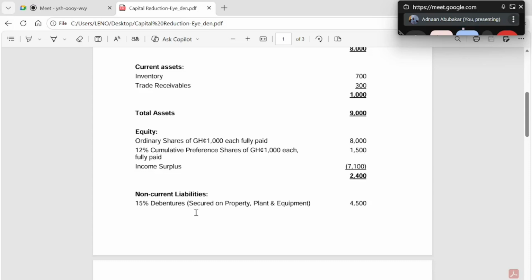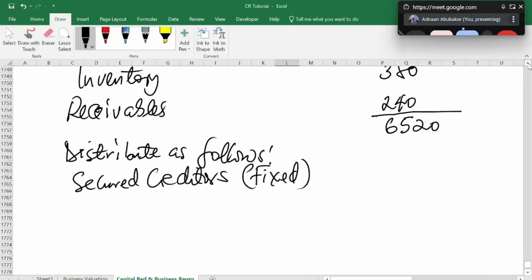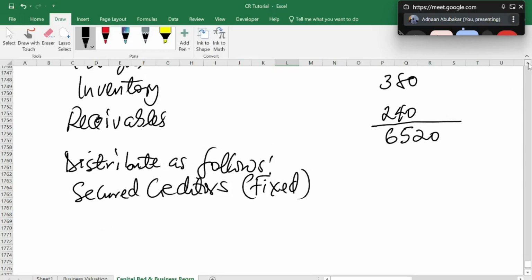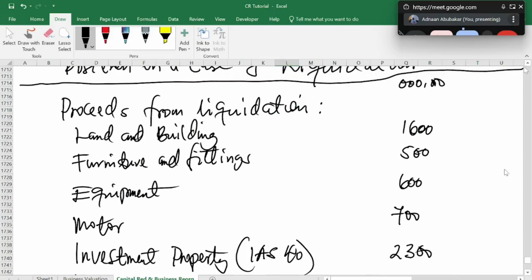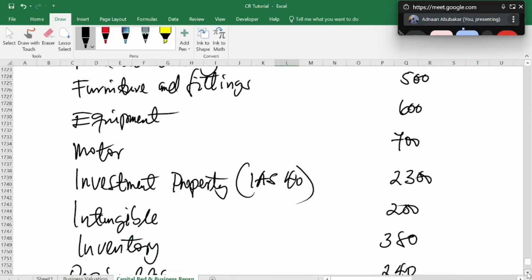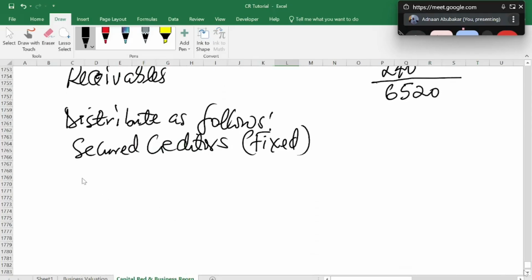So when you are confronted with this, what do you do? That's where I want you to pay attention when it comes to the distribution in this instance. Are you with me? What you do is that the fixed charge is tied to PPE, property, plant, and equipment. So watch here. Property, plant, and equipment include land and building, which is part of PPE, furniture and fittings. So have patience, let us do it.